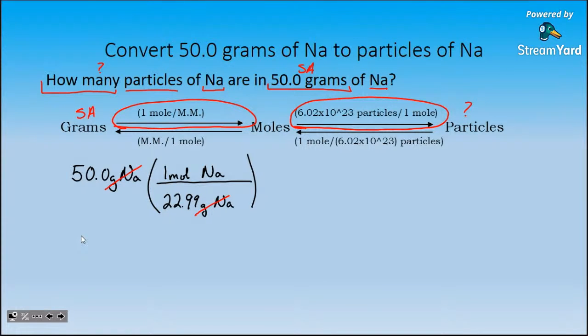This is the same thing that we did in the very first video. But I'm not asking for moles of sodium. I want to know the number of particles. So this is where the second step comes in.